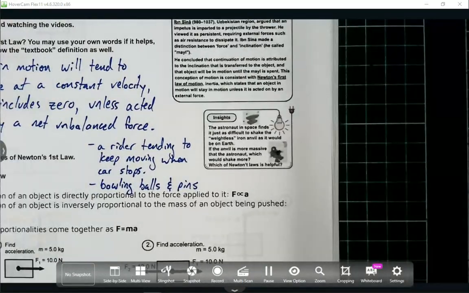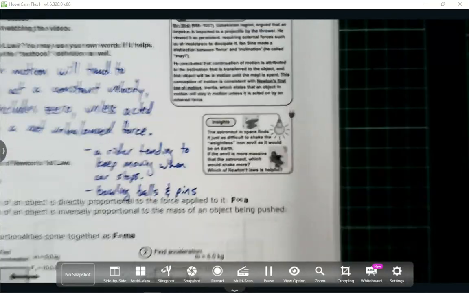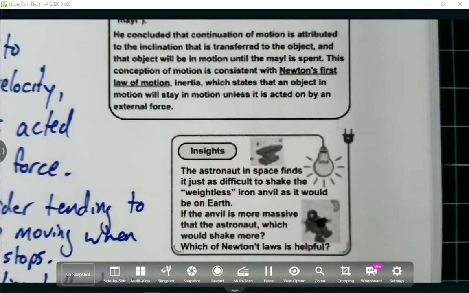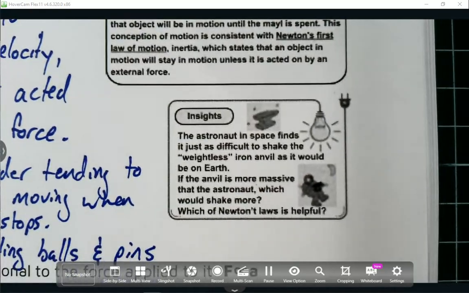I always thought this was a neat little thought experiment. So I'm going to zoom in on it, and I want you to give it a read. It's one that I stole from my favorite physics textbook. Give it a second to read this one. I don't want to read it at you. Well, maybe I will. The astronaut in space finds it just as difficult to shake the weightless iron anvil as it would be on Earth. If the anvil is more massive than the astronaut, which would shake more? What do you think? Imagine, this is definitely a thought experiment.